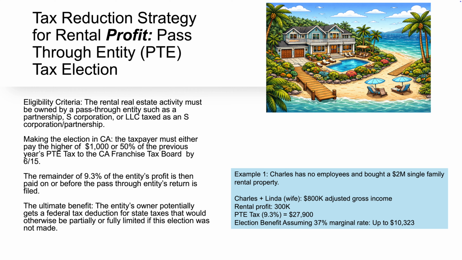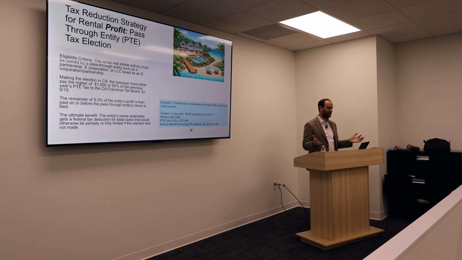So again, I gave another example with Mr. Charles here. He has no employees and he bought a $2 million single family rental property. His rental profit is $300,000. So the PT tax will be 9.3% of the rental profit, which is $300,000, which gives you a total tax of $27,900. Assuming his marginal rate is 37%, his maximum benefit will be $10,323 just for making this election. Whereas if he did not make this election, he might still be paying the same exact amount of tax and not getting a full benefit of it.